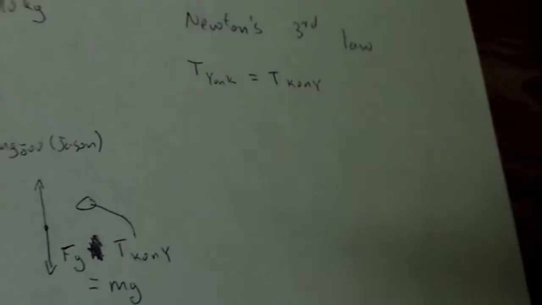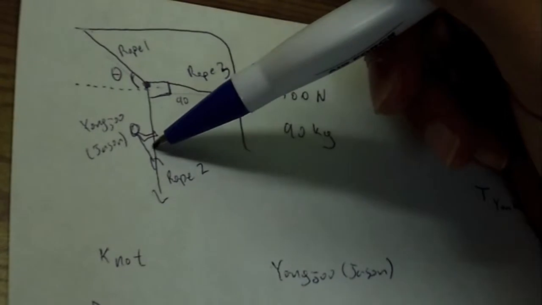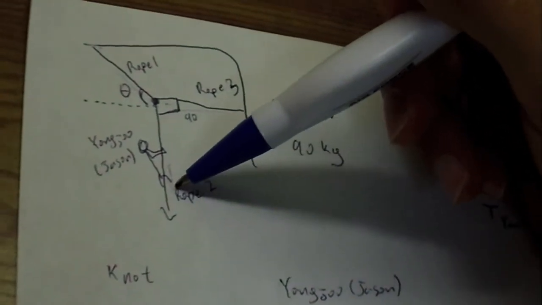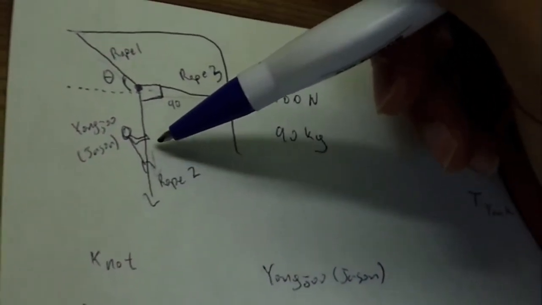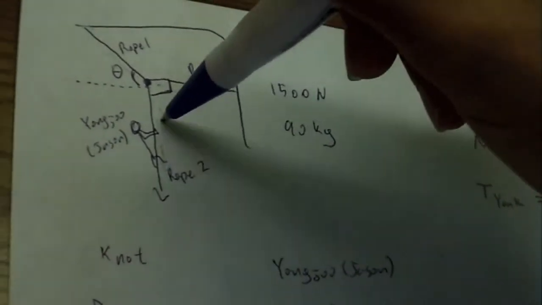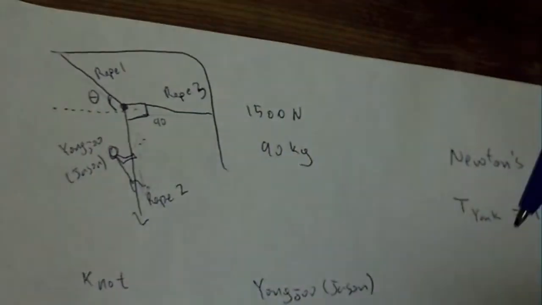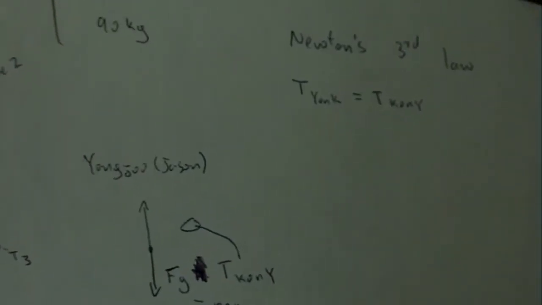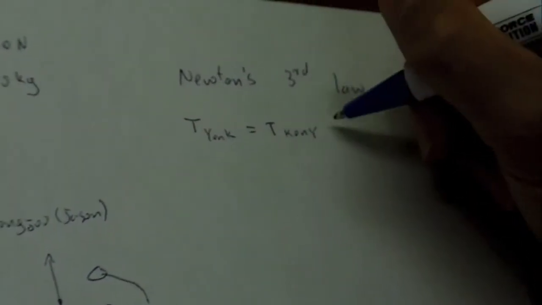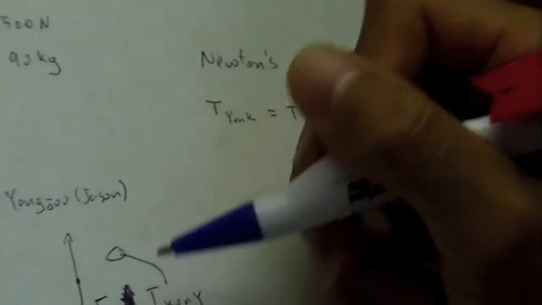This is because if there's a force, me pulling down this way, because I'm at rest, there should be a force that's going up. And then, since I'm at rest, those forces have to be the same. Newton's third law states that if there's one force going down, there has to be a force going up as well, equal and opposite. So T of Youngju on the knot has to equal T of knot on Youngju, which is going to equal mg.